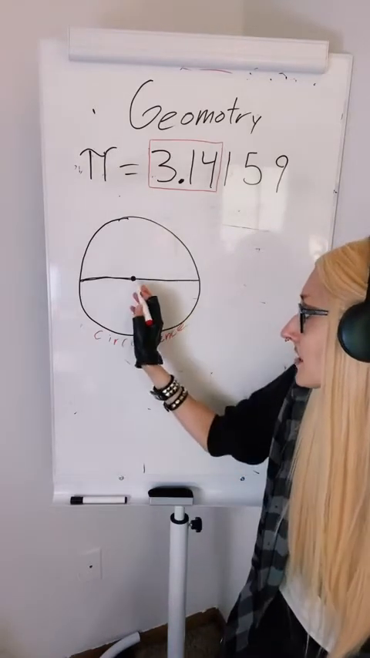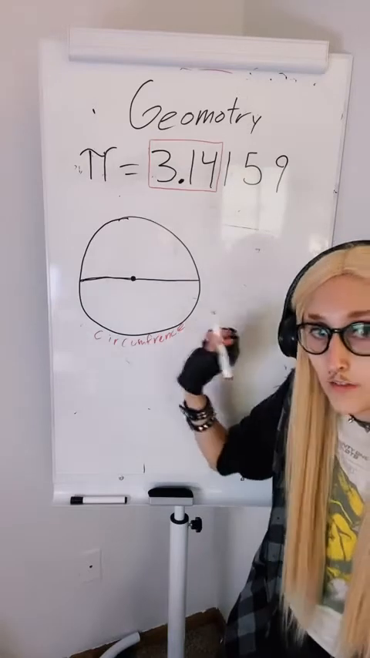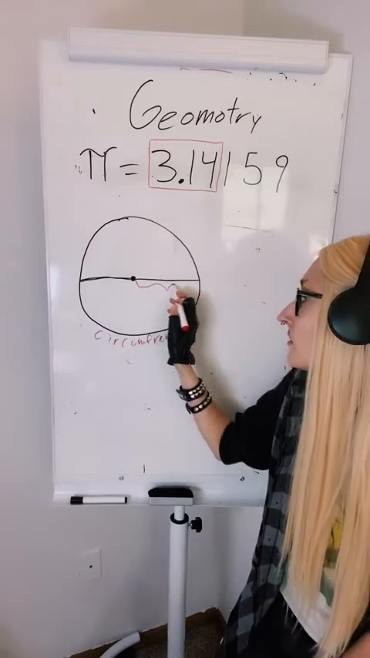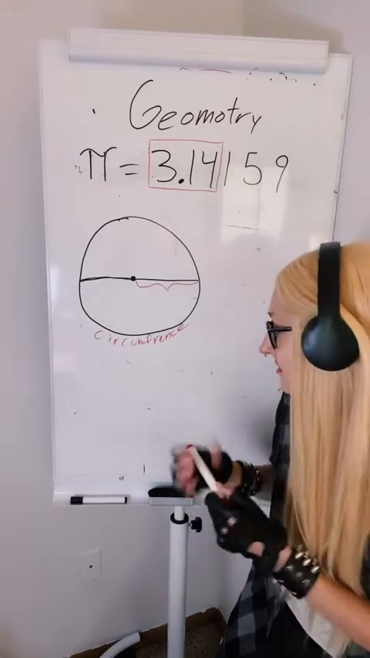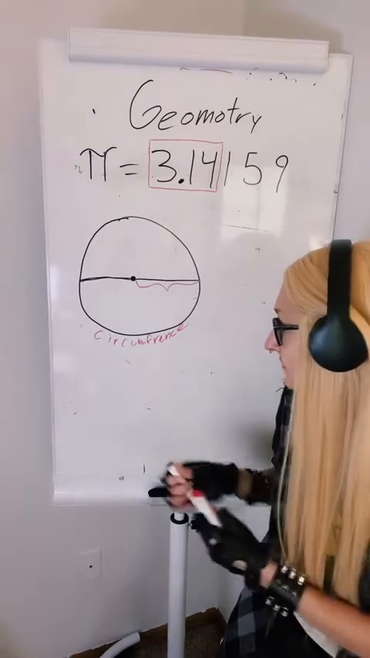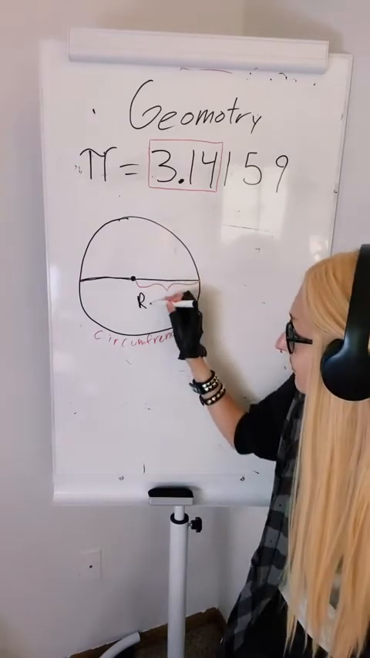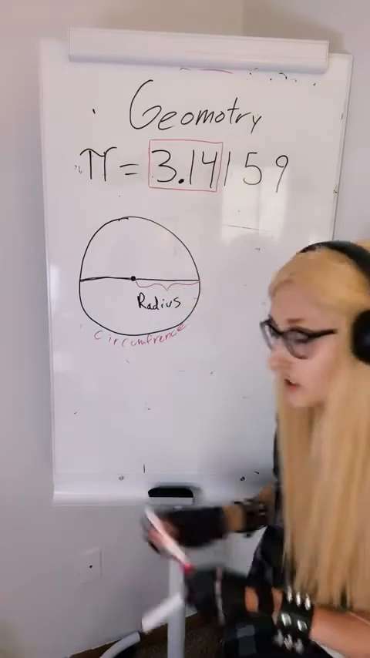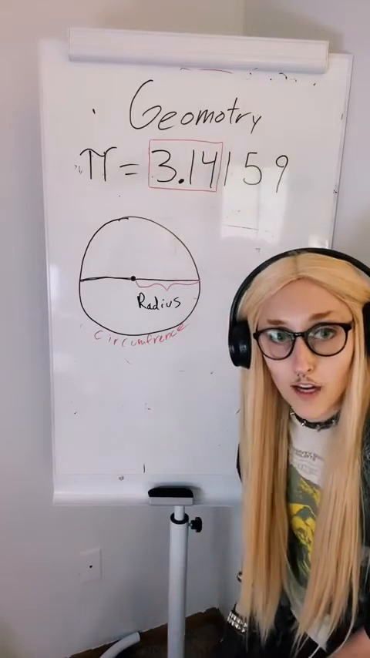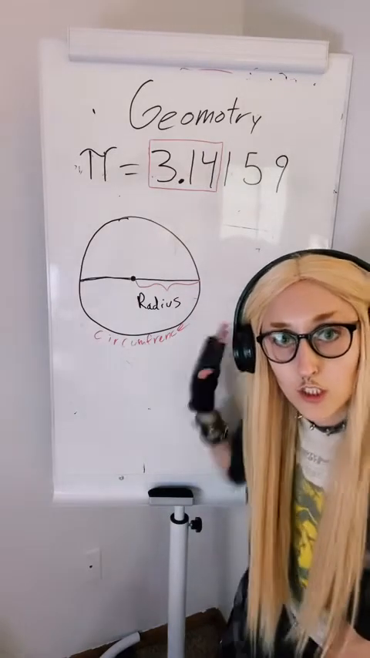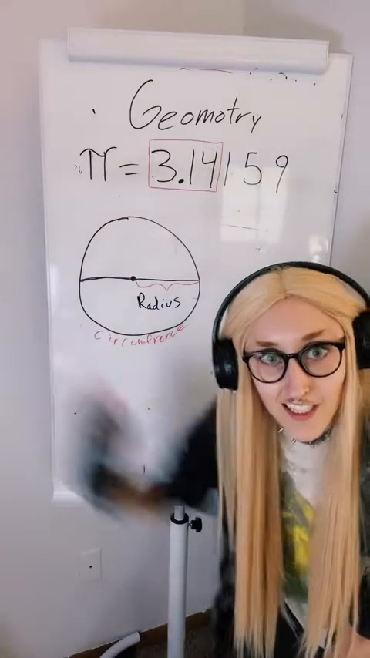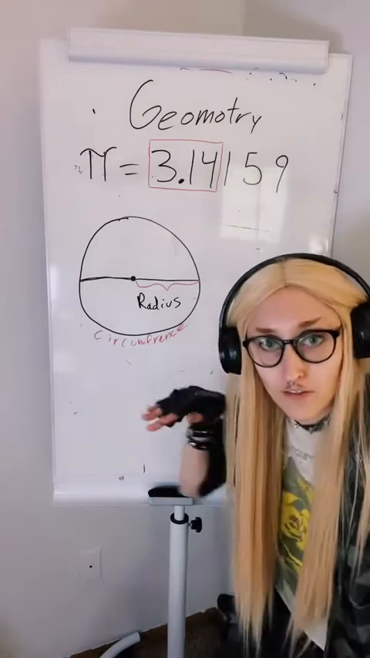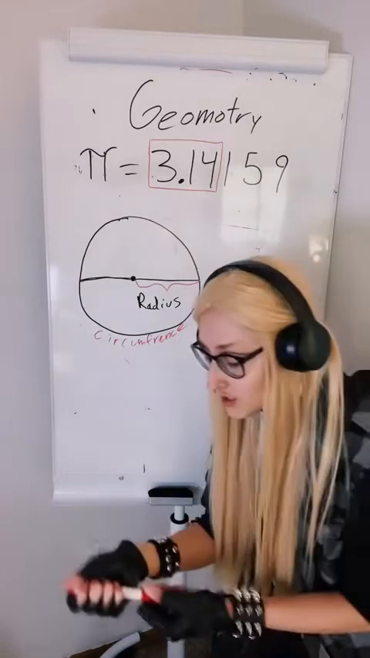All right. This is the center of our circle. Awesome. From the center of our circle, half of my circle, halfway across my circle, is called my radius. That's my radius. All right. All the way across the circle is my diameter. Diameter. So if you cut a circle in half, straight across it is your diameter.